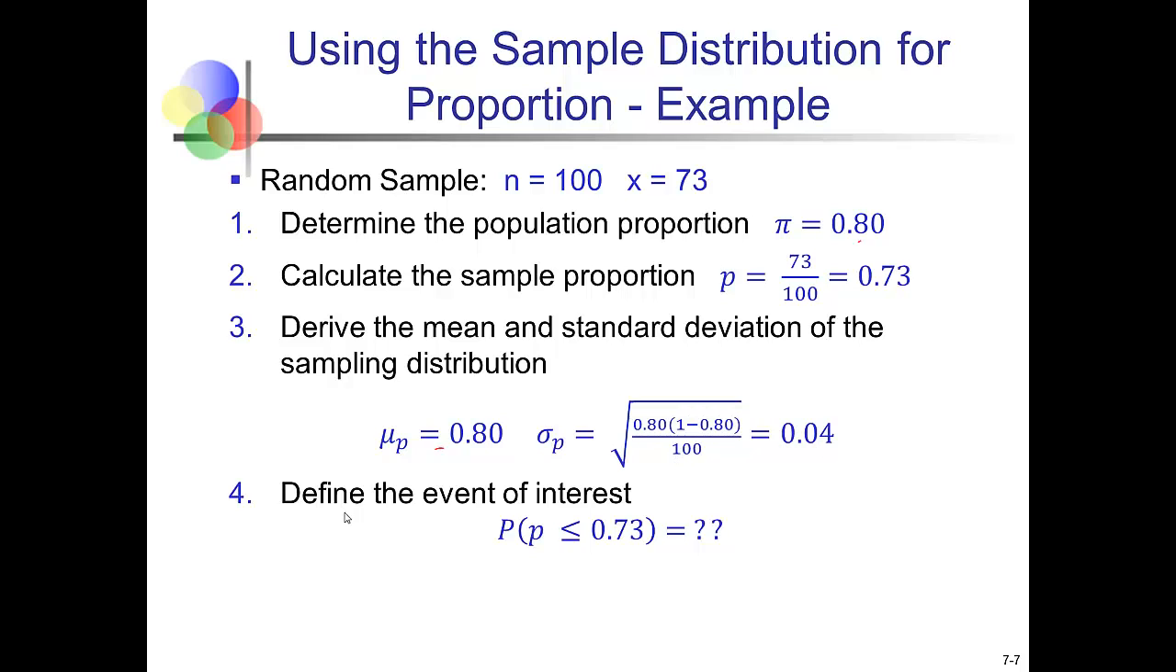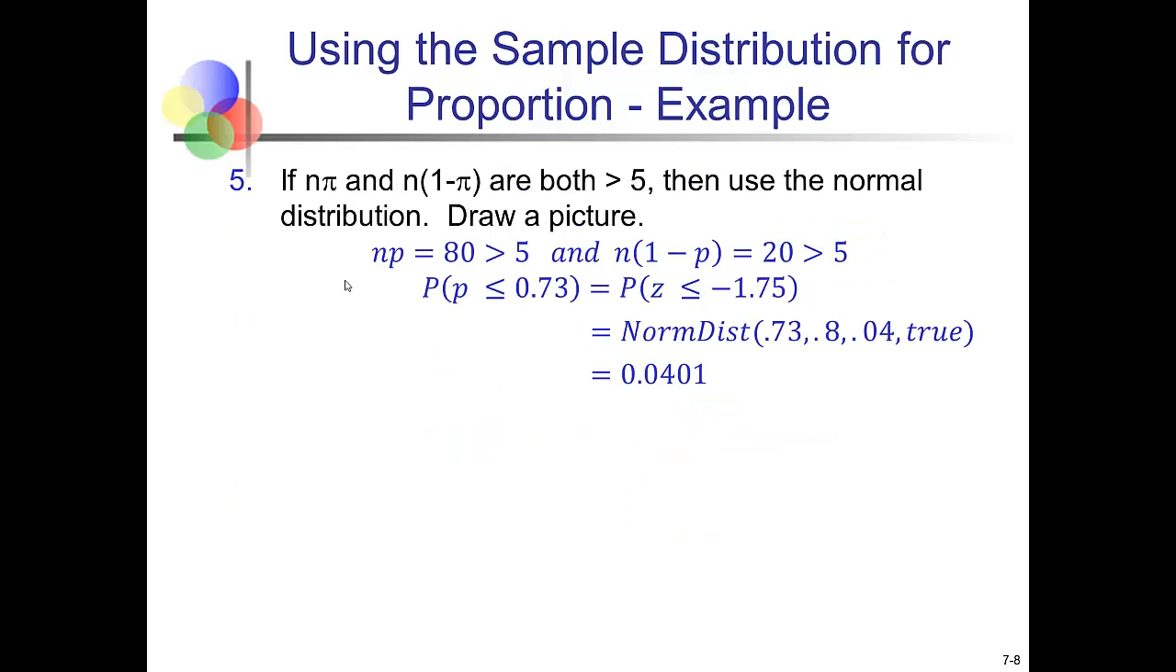The next thing to do is to define the event of interest. So suppose we're interested in knowing the probability of getting a sample proportion less than or equal to 0.73. Now, how would we do that? So start by being sure that we can apply the normal distribution. If n times pi and n times 1 minus pi are both greater than 5, we can use the normal distribution. So let's check that first.